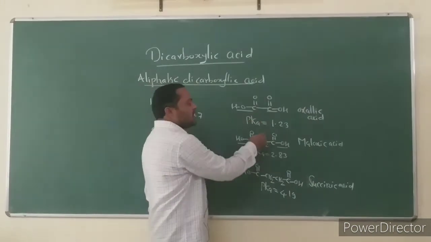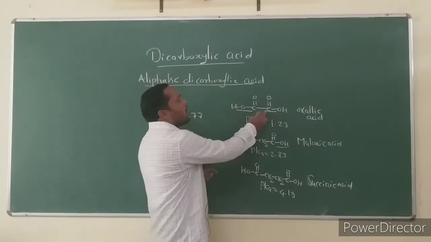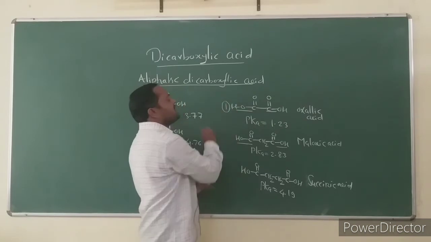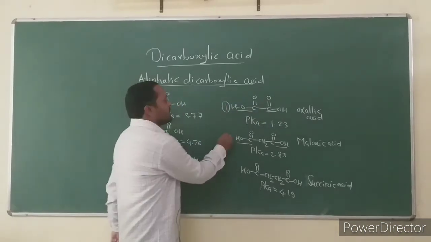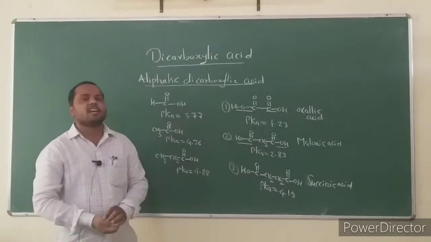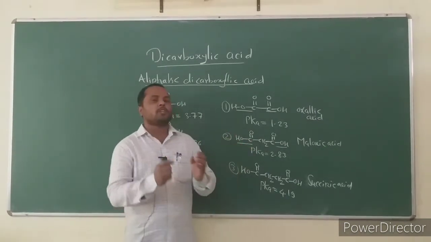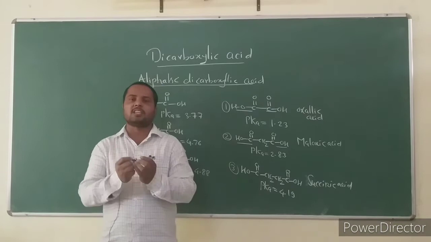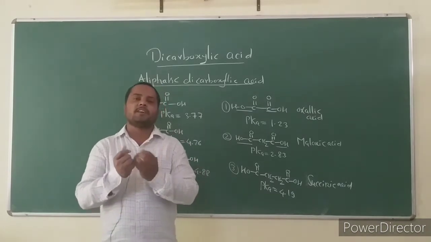Among these three dicarboxylic acids, oxalic acid is more acidic than malonic acid, and malonic acid is more acidic than succinic acid. As the distance between two carboxylic groups increases, the minus I effect decreases.